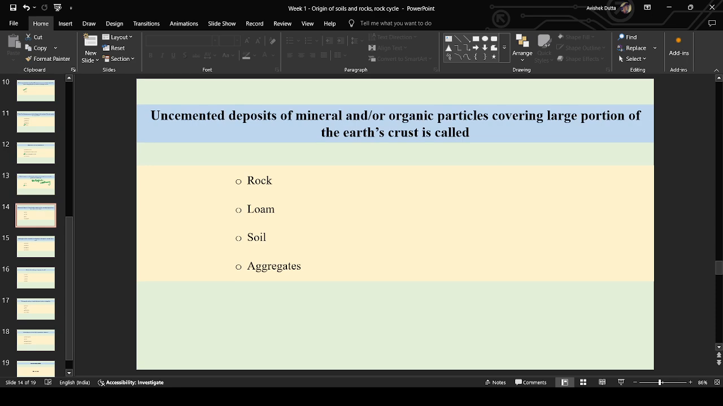Next question. Uncemented deposits of mineral and or organic particles covering a large portion of the Earth's crust is called? Yes, soil is the correct answer. This is a generalized definition of soil. Loam is a type of soil, so loam won't be the answer. I have said uncemented, so rock will not be the answer. And aggregates obviously don't form the Earth's crust. It is soil which forms the large portion of the Earth's crust. So the answer is soil.